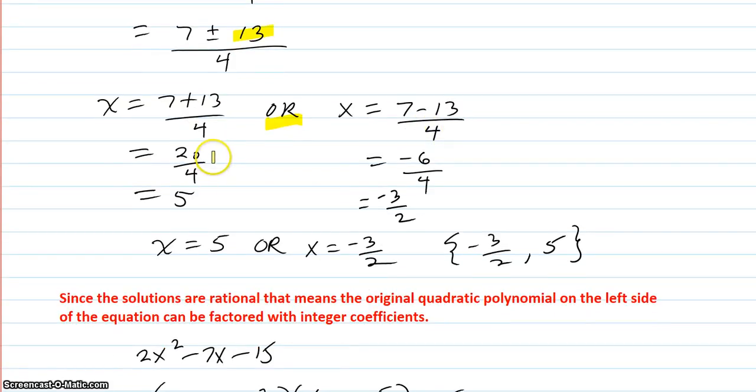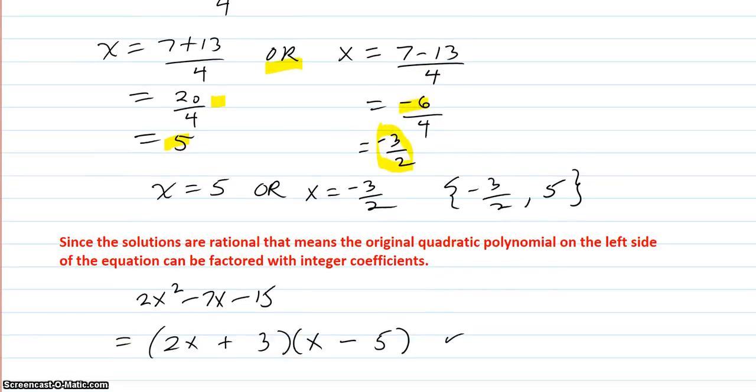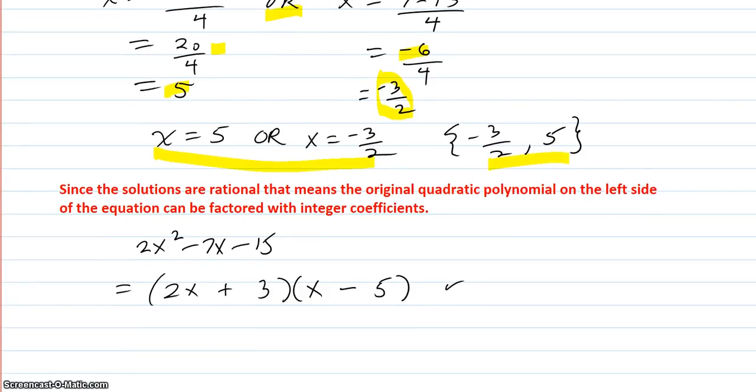So this reduces down to 20 over 4, which is 5. This one is negative 6 over 4, which is negative 3 halves. So here's the solution set listed that way. So since solutions are rational, that means the original quadratic polynomial on the left side of the equation can be factored with integer coefficients. So let's show that it does.